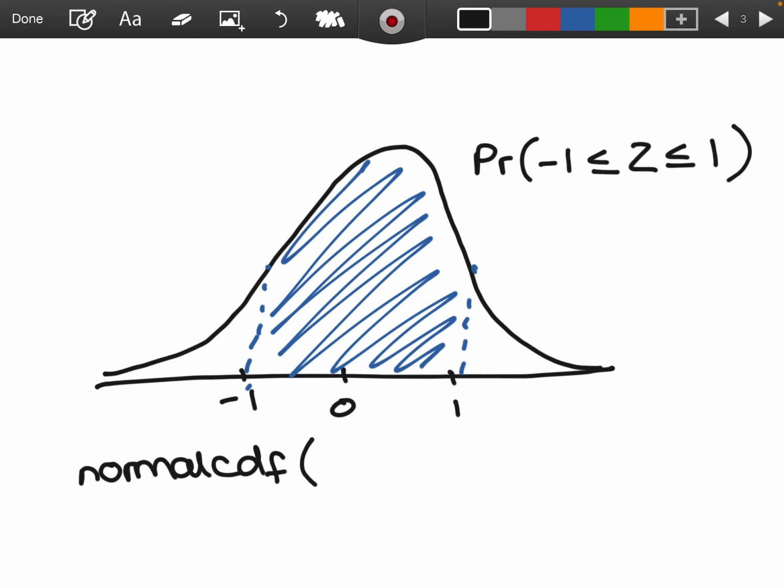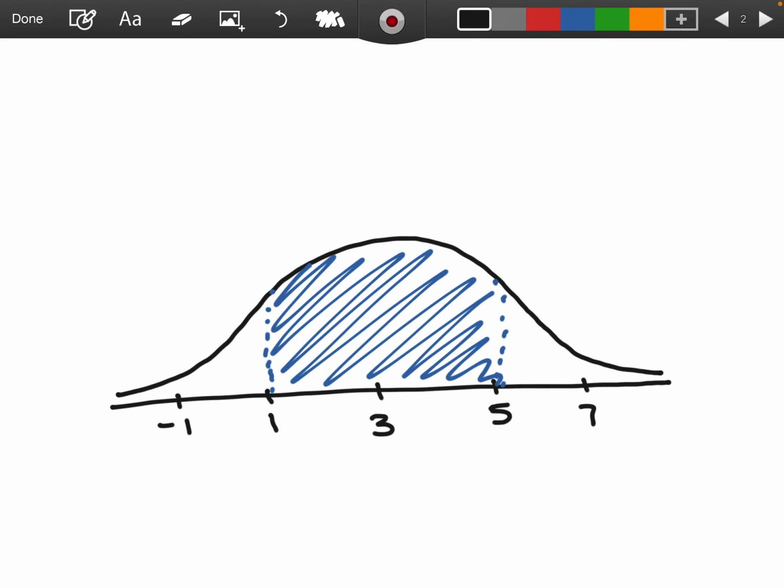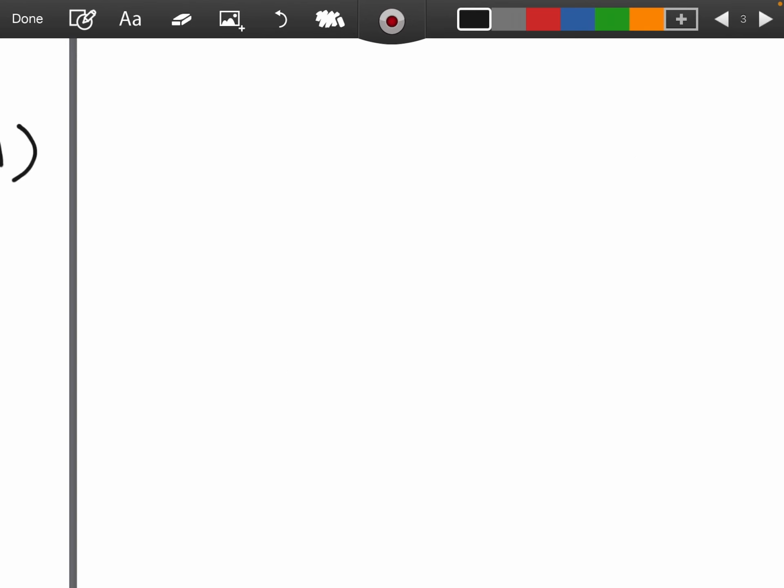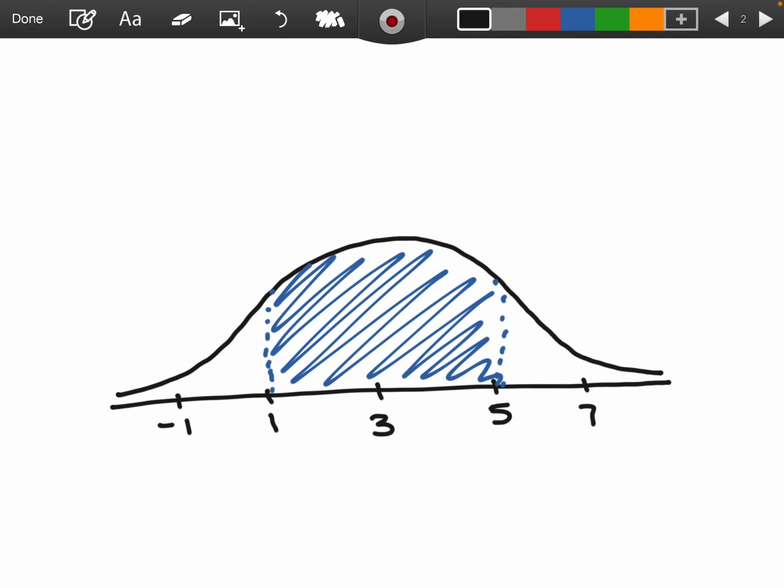So you should find, if you go back into normal CDF, and you plug in a lower limit of -1, an upper limit of 1, a mean of 0 and standard deviation of 1, you should end up with the exact same answer. All we have done between these two curves is we have shifted downwards. So we had a mean of 3. To get to a mean of 0, I would take my curve and shift it downwards by 3 units. And then what we've done is we have squeezed it.